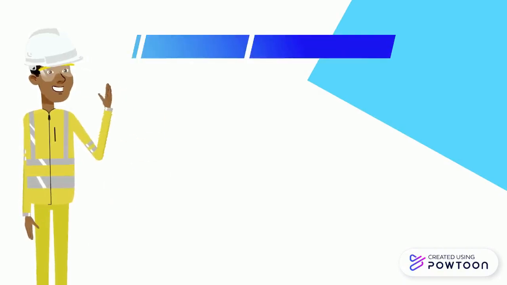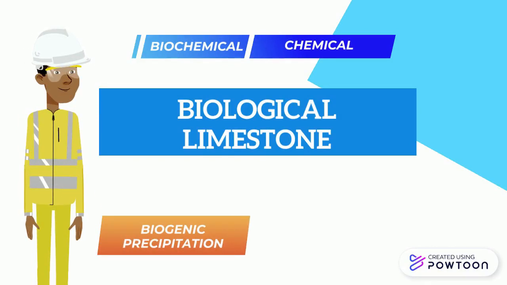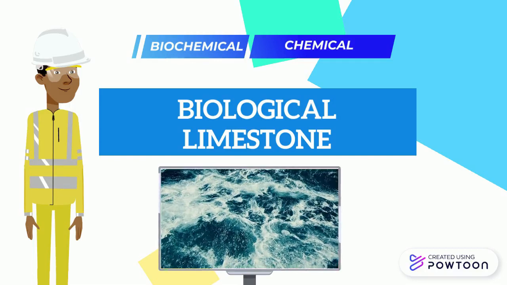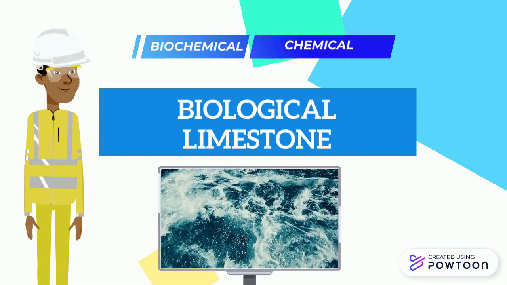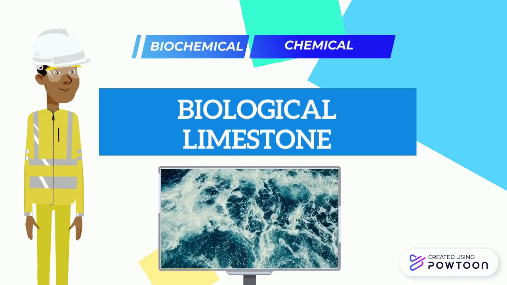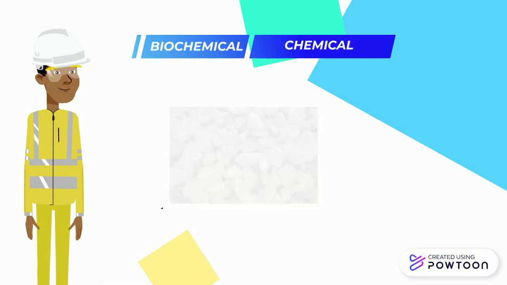Limestone can be formed from either biochemical or chemical processes. Biological limestone can be formed through biogenic precipitation from seawater, where ocean-dwelling organisms, such as oysters, use calcium carbonate that is found in seawater to create their shells. And once these organisms die, their shells are then broken up by the waves and biological predators. After they break down into sediments, these settle on the ocean floor and are compacted for millions of years, thus lithifying to limestone.